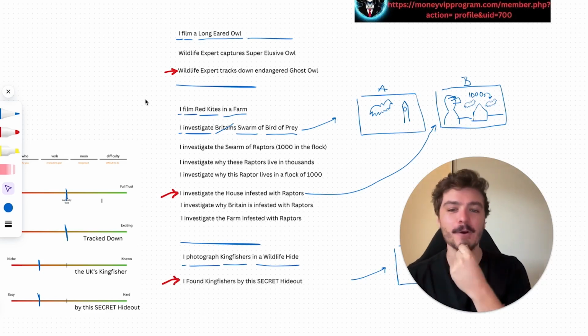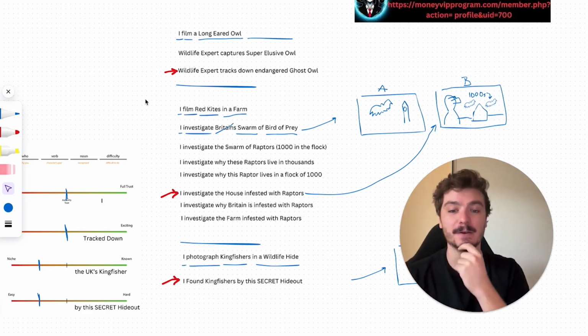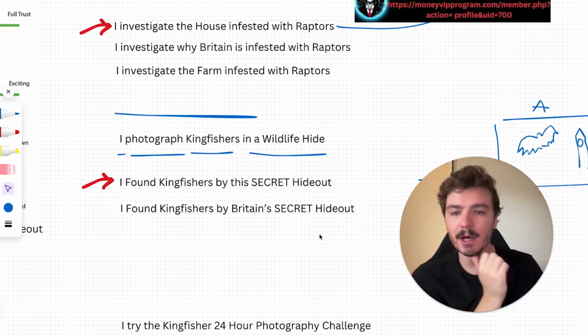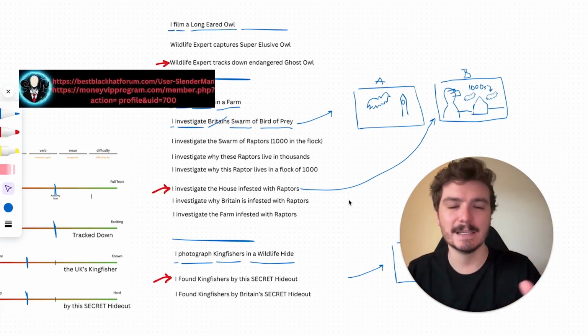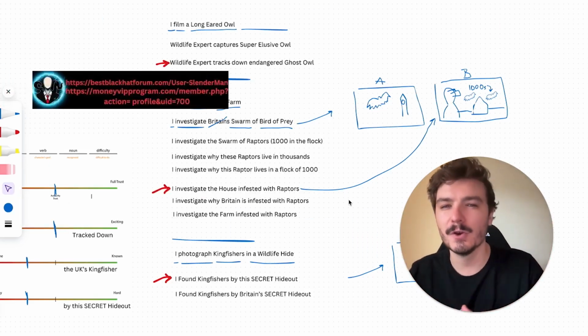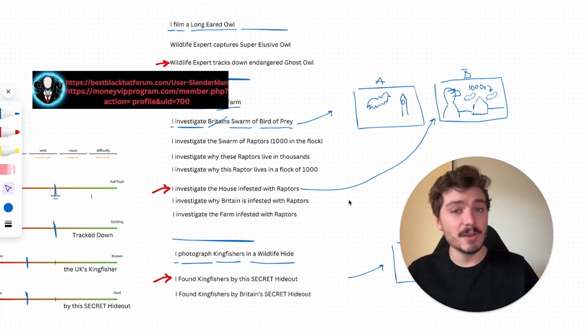And then I photograph kingfishers in a wildlife hide became I found kingfishers by this secret hideout. We could add Britain here. I found kingfishers by Britain's secret hideout, just because he said a lot of his audience is in Britain and they specifically like the videos where he's exploring Britain. So that could be another angle for this. But here you can see the full process.